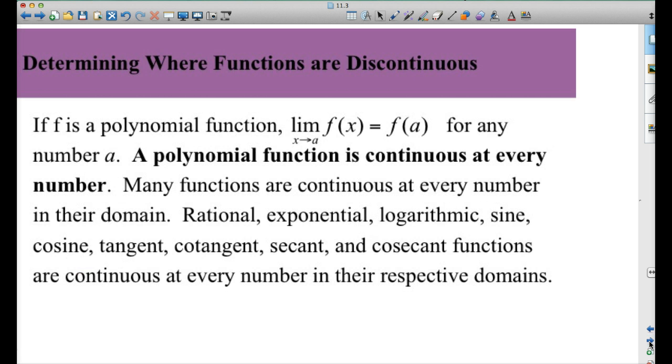So, not too hard. Now, if f is a polynomial function, the limit as x approaches a of f of x is equal to f of a for any number a. A polynomial function is continuous on every number. Many functions are continuous at every number in their domain: rational, exponential, logarithmic, sine, cosine, tangent, cotangent, secant, cosecant functions are continuous on every number in their respective domains. In other words, if we know a function is continuous, we assume it stays continuous as it goes through.